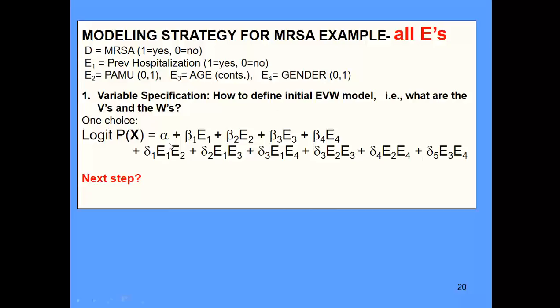So in this example, suppose in the MRSA data set, all of the variables in that data set that were being considered were considered E's. You didn't know enough about any of them to be able to say, I want to consider them as variables I want to control for. Well, then this would be your starting model.